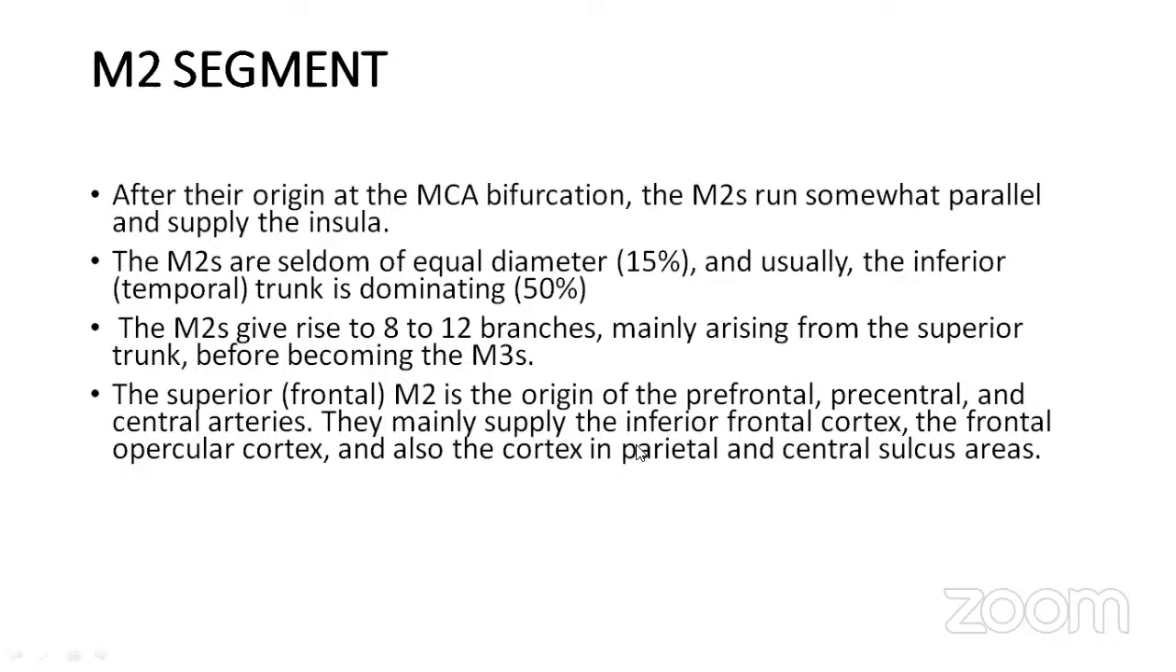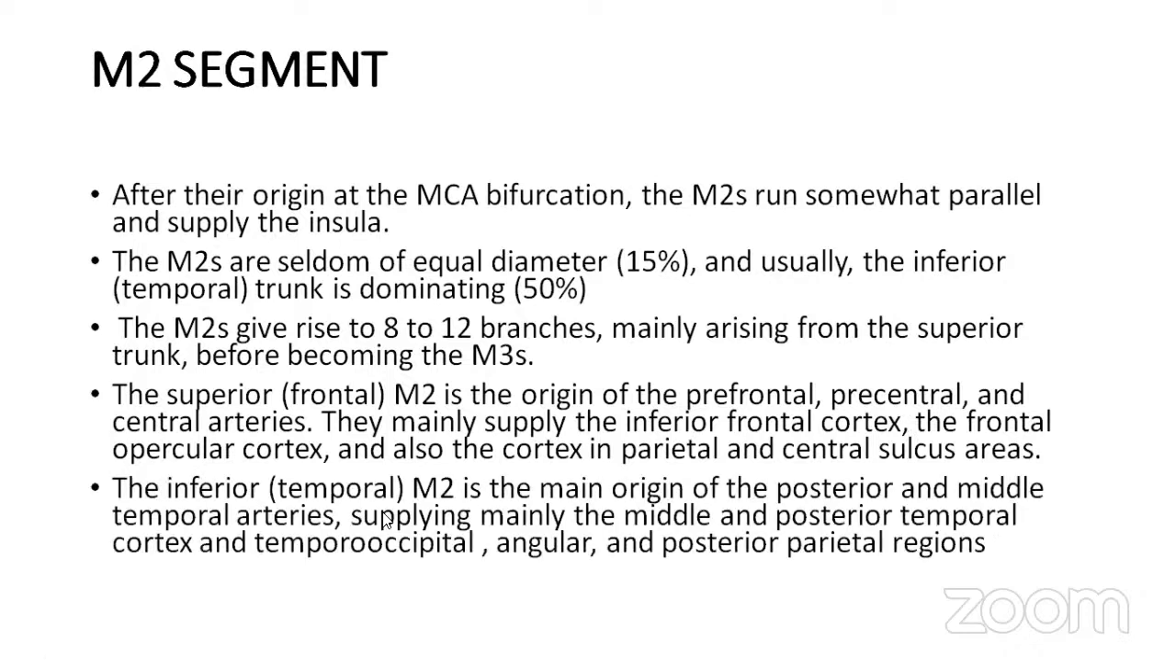So M2 would be related to the origin of the prefrontal, precentral, and central arteries, and they mainly supply the inferior frontal cortex, the frontal opercular cortex, and also the cortex in the parietal and the central sulcus. So these are actually the regions where it courses across. Whereas the inferior or the temporal trunk would be mainly the origin for the inferior lobe, that is the temporal lobe, the origin of the posterior and the middle temporal arteries, supplying mainly the middle and posterior temporal cortex, temporo-occipital, angular, and posterior parietal regions.